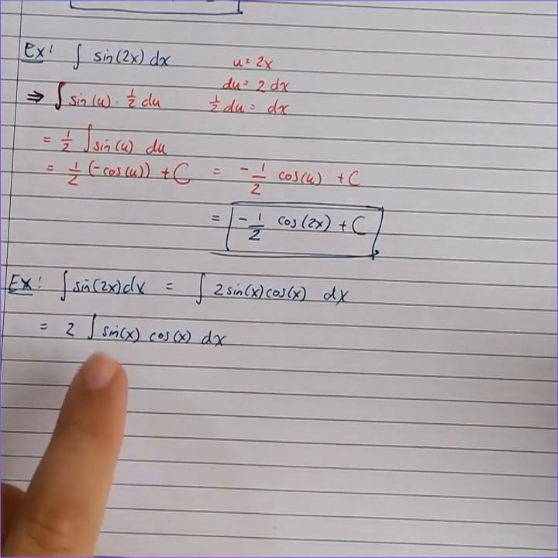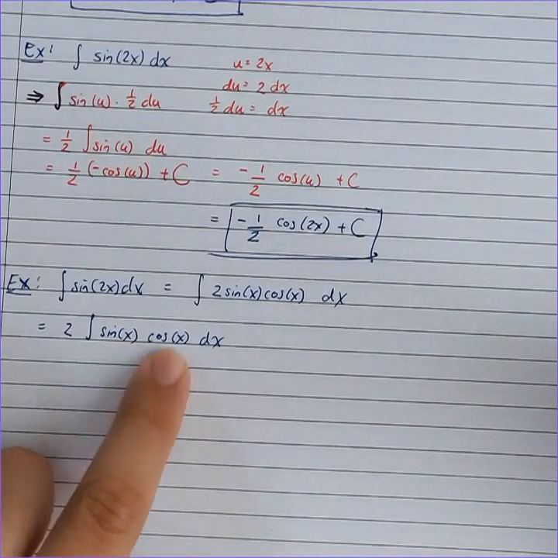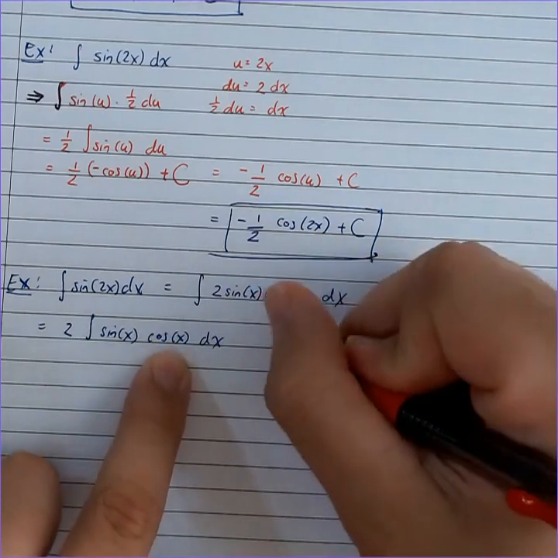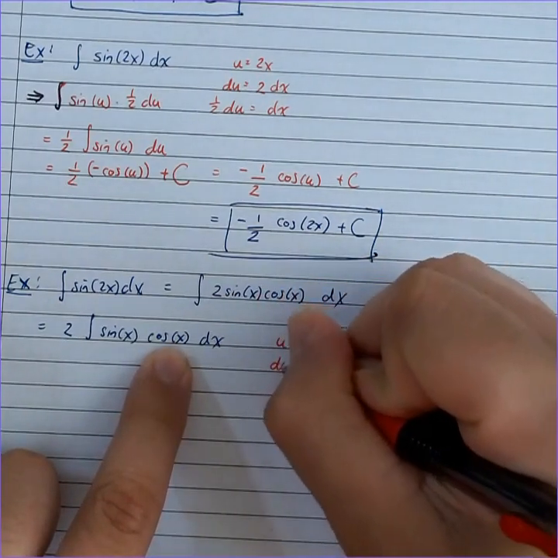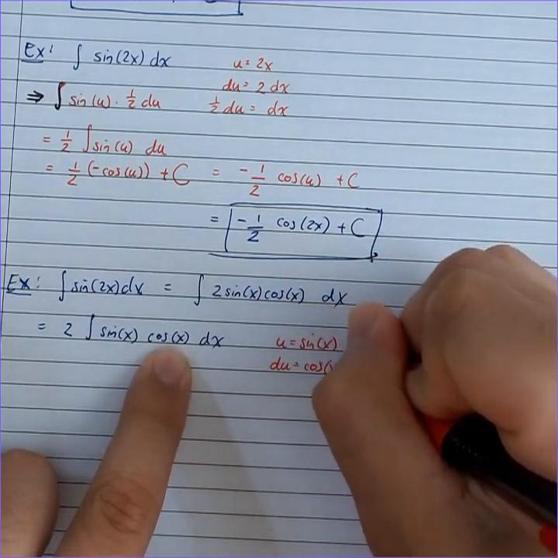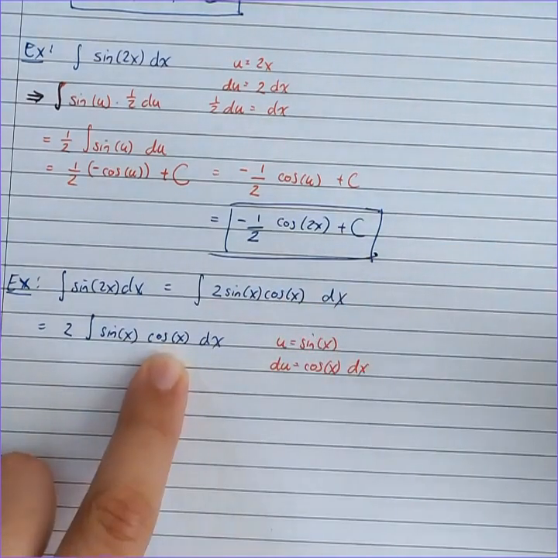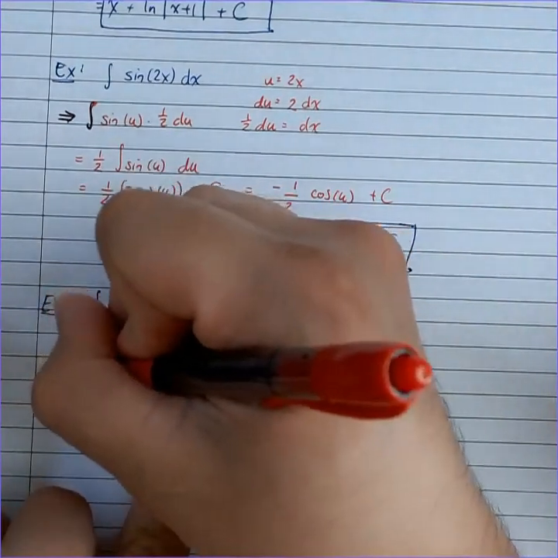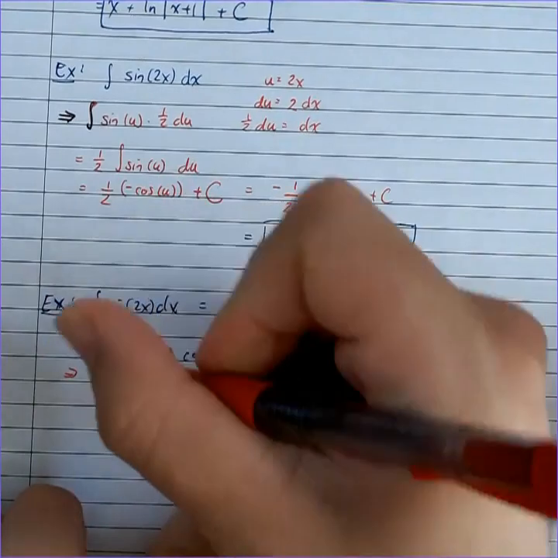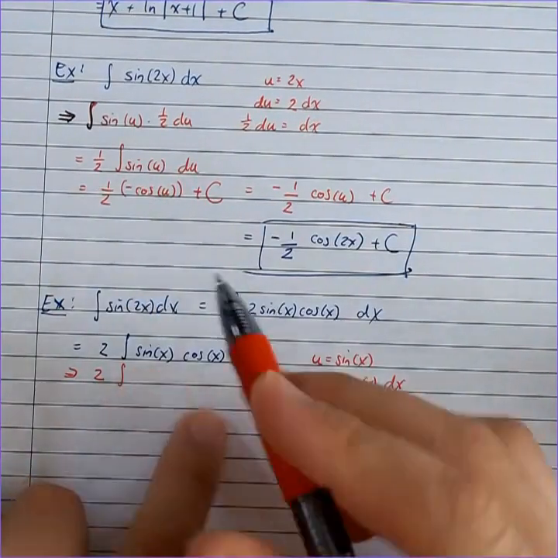But what I can do is notice that the derivative of the sine of x is the cosine of x. So I can use a substitution now. If u is equal to the sine of x, then du is cosine of x times the differential dx, which is exactly what this is. So I can write this as 2 times the integral. Sine of x is just u.